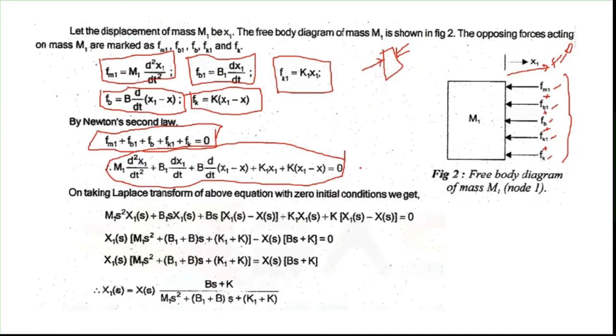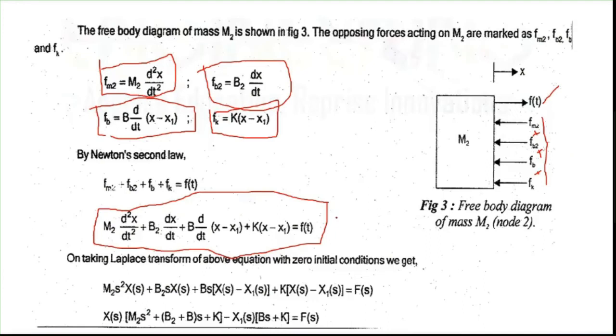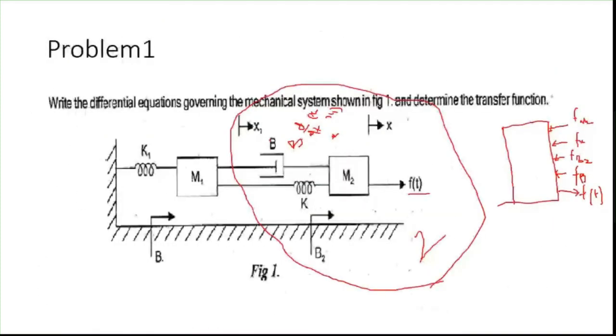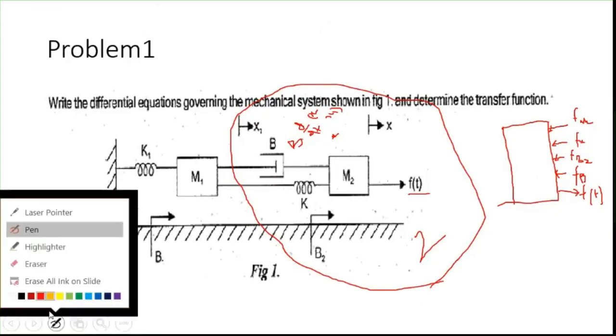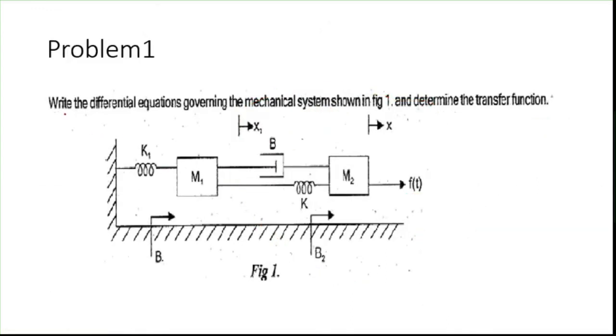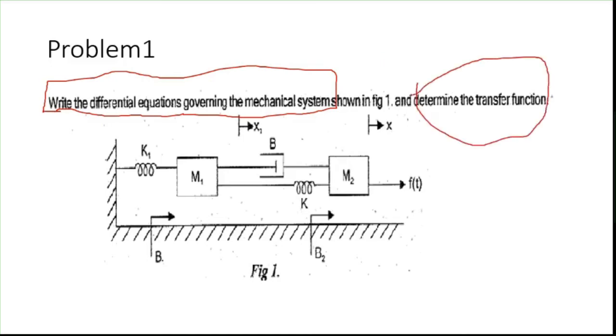If this equation is 1 and this equation is 2, then the first part of the problem is over. That means we have written down the differential equations governing the mechanical system. So these two equations govern the mechanical translational system shown in the figure. Now we have to do the second part, that is determination of the transfer function, that we can do in the next class.